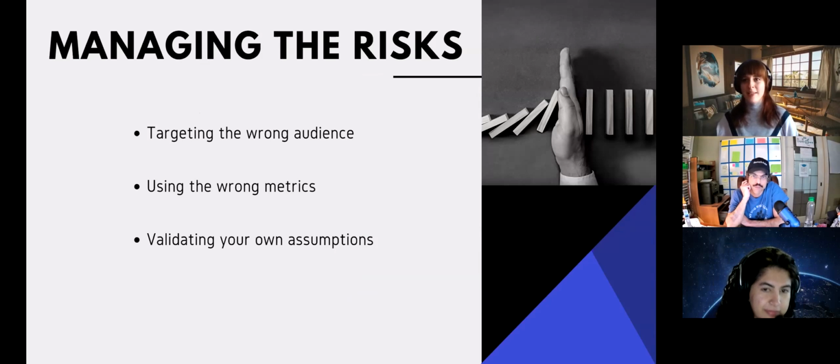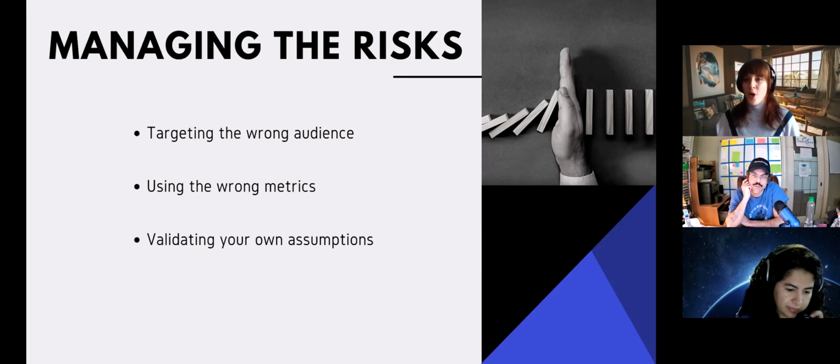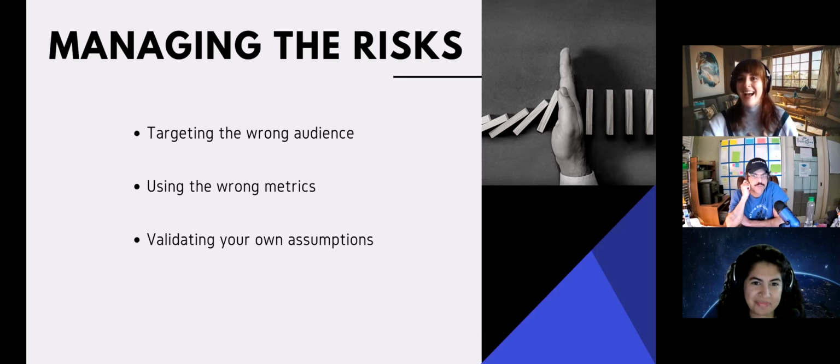You're not going to want to test one when you want to test the other. Other risks are using the wrong metrics, and validating your own assumptions. You don't want to go in with the idea that everything that happens that's good means that we're doing good. Confirmation bias has no place in usability testing.